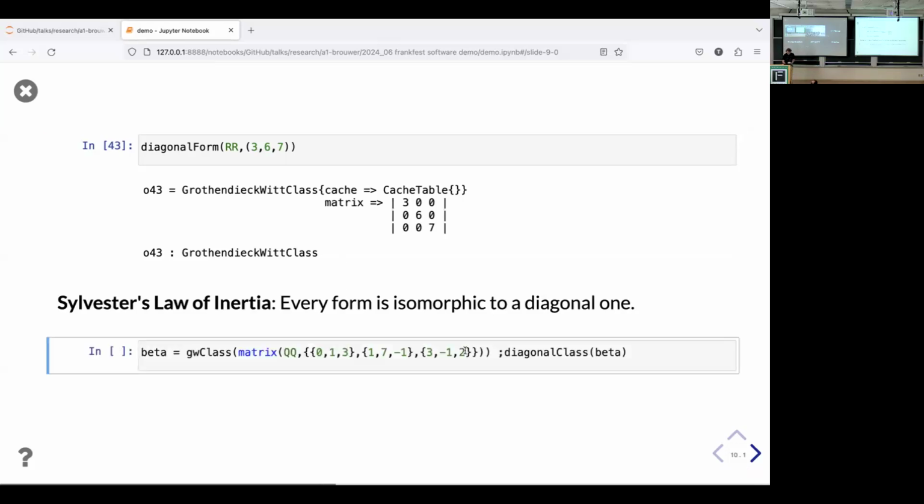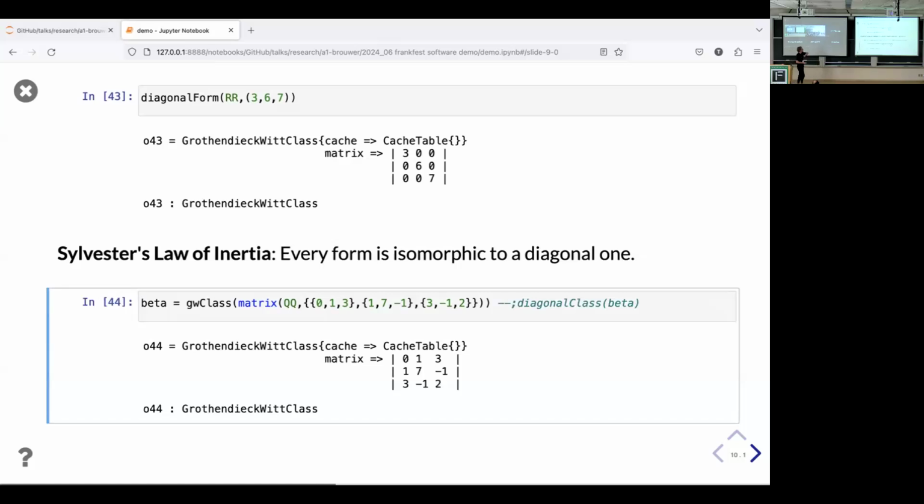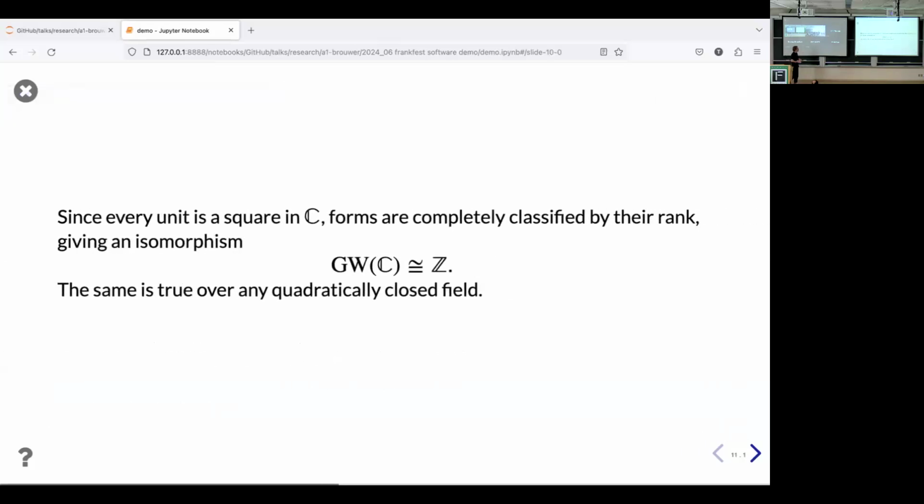OK. So let's say I have some sort of form that I'm looking at. So I've got this Grothendieck-Witt class here. We can run a diagonal class computation, which will diagonalize this form for us and then give us some sort of diagonal element. And in a lot of our methods, when you have a diagonal representative, that gets cached so that it speeds up computation later on. OK, so let's see some examples.